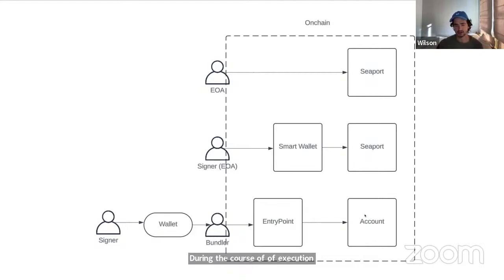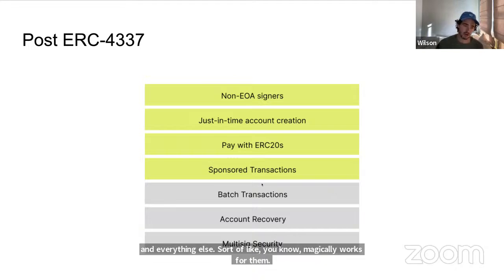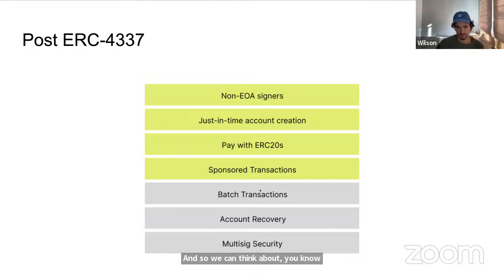This allows users to not have to hold funds on an EOA in addition to their smart wallet. They can just think of their smart wallet address as their primary address, their only address, and everything else magically works for them. So we can think about it as before ERC 4337 we have this, and now we have all these other features.